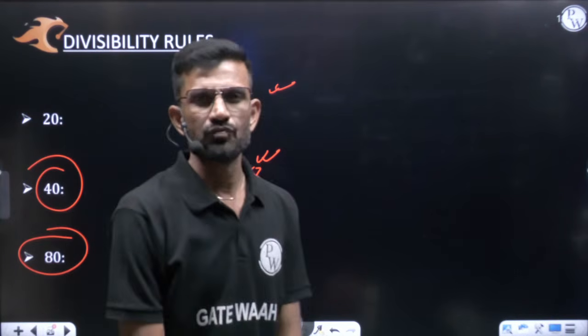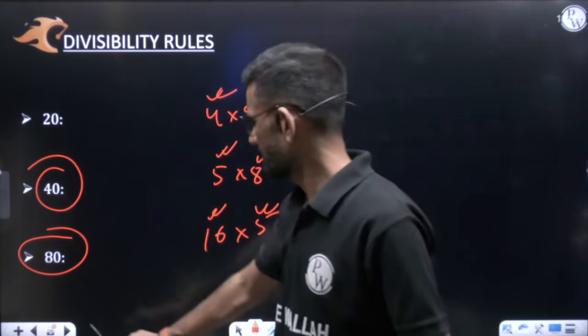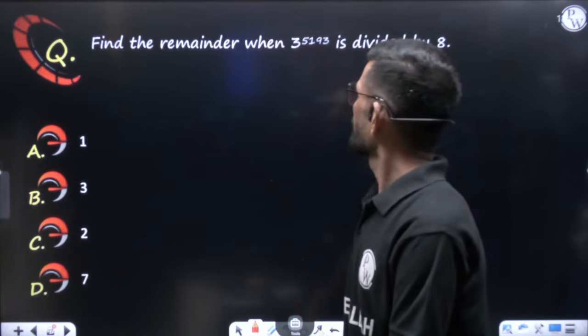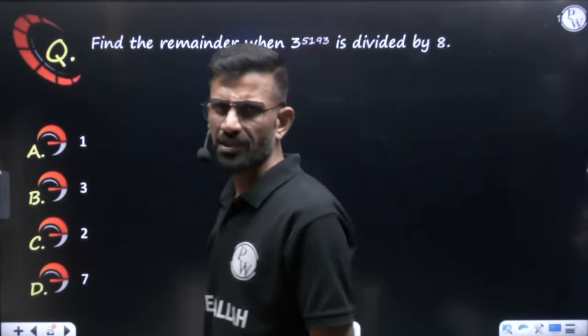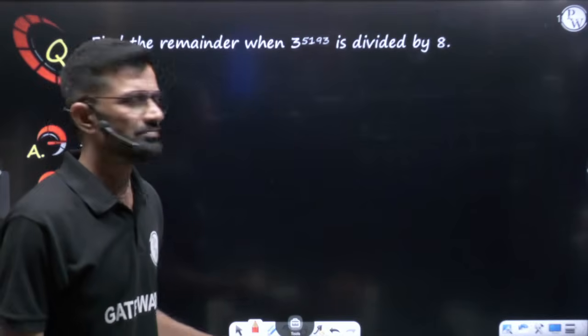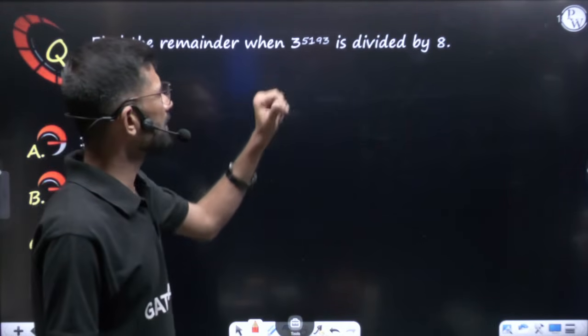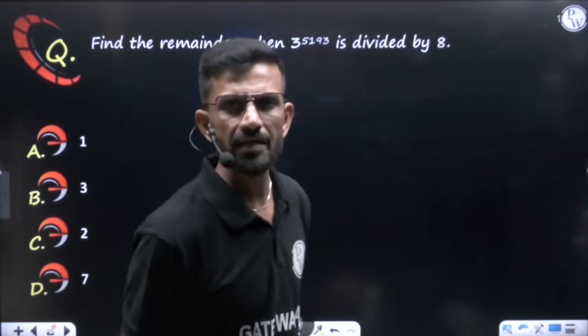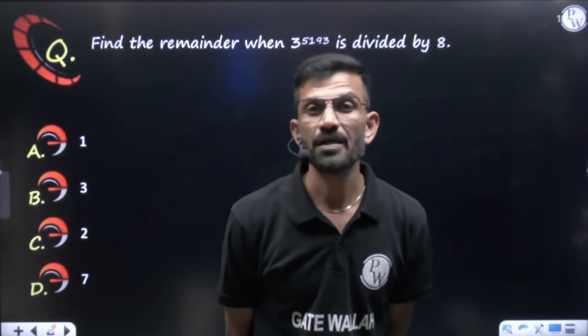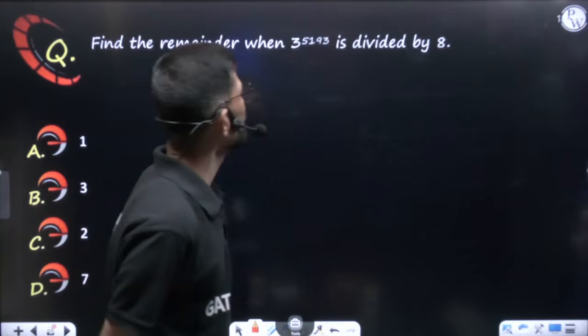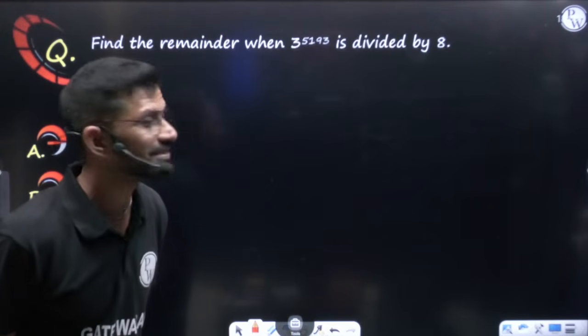Now coming to what type of question they can give based on this. Here, find the remainder. No, here it is a normal question. Next question maybe can come on the divisibility rule. Let's see. Here they are saying find the remainder when 3 power 5193 is divided by 8.